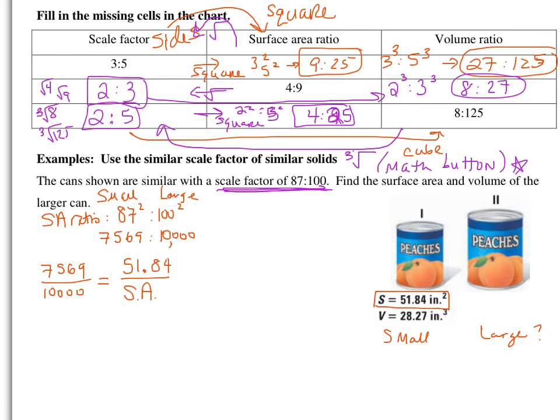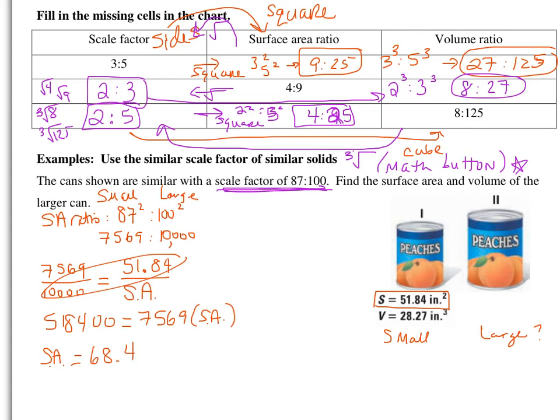So we can cross multiply. So if I multiply these together, I get 518,400, and then I still have 7569 times my surface area. When I divide, then my surface area will end up being, let's see, 68.49, and this would be inches squared would be my surface area of the larger.